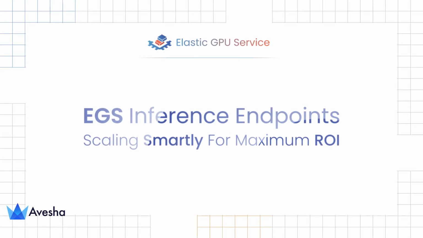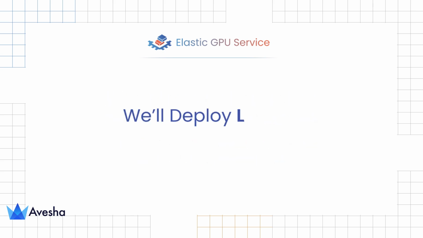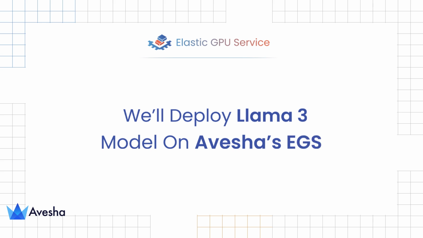Hello everyone, and welcome. Today we're going to talk about inference endpoints, how we can make those powerful AI models accessible to just about anyone, and how we scale them for maximum ROI. We'll focus on how to actually deploy a Llama 3 model using Avasa's Elastic GPU Service, or in short, EGS. Yeah, keep things easy, nice and snappy.